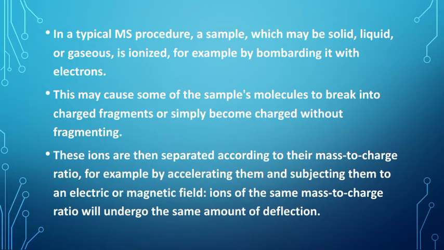In a typical mass spectroscopy procedure, a sample, which may be solid, liquid, or gaseous, is ionized, for example, by bombarding it with electrons. This may cause some of the sample's molecules to break into charged fragments or simply become charged without fragmenting. These ions are then separated according to their mass to charge ratio, for example by accelerating them and subjecting them to an electric or magnetic field. Ions of the same mass to charge ratio will undergo the same amount of deflection.